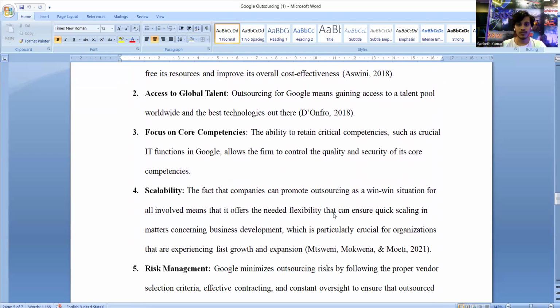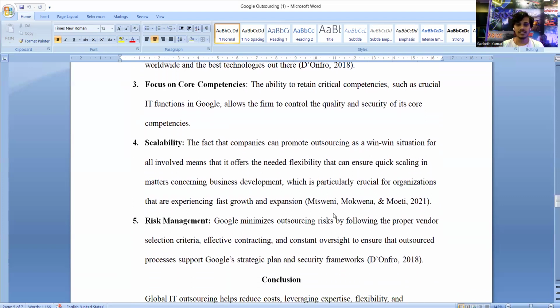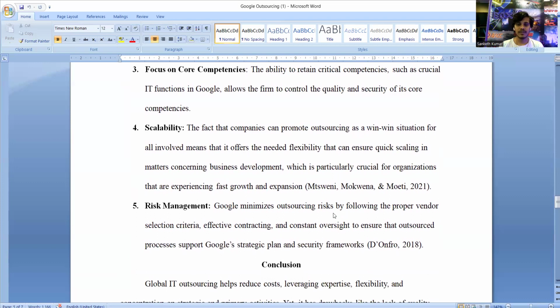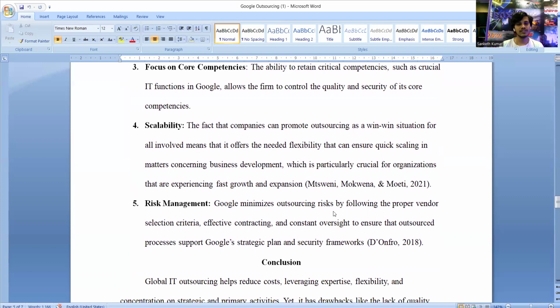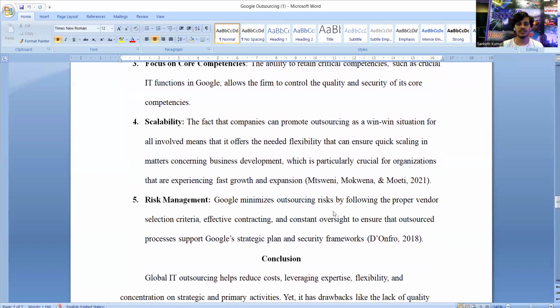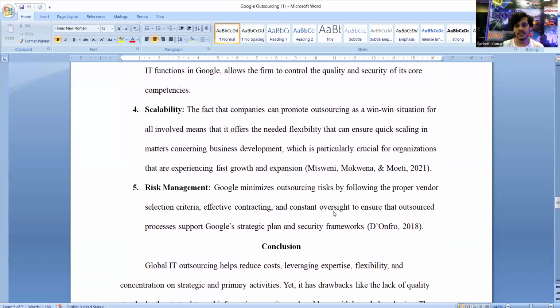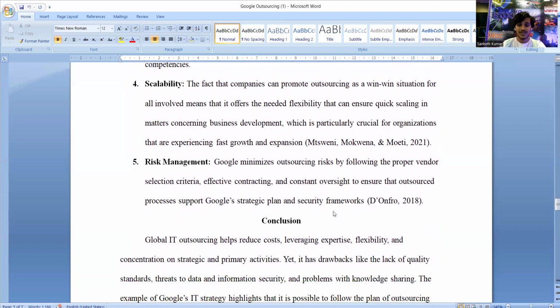Focus on core competencies. The ability to retain critical competencies such as crucial IT functions in Google allows the firm to control the quality and security of its core competencies. Scalability. Companies can promote outsourcing as a win-win situation for all involved, as it offers the flexibility that can ensure quick scaling in matters concerning business development, which is particularly crucial for organizations that are experiencing fast growth and expansion.